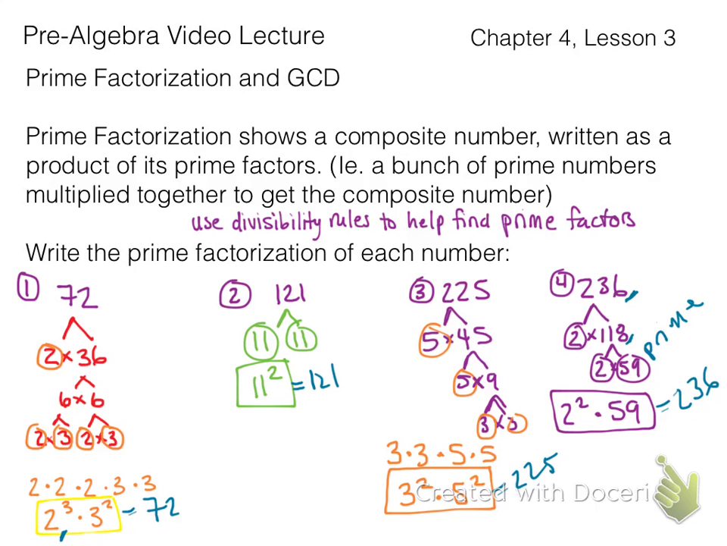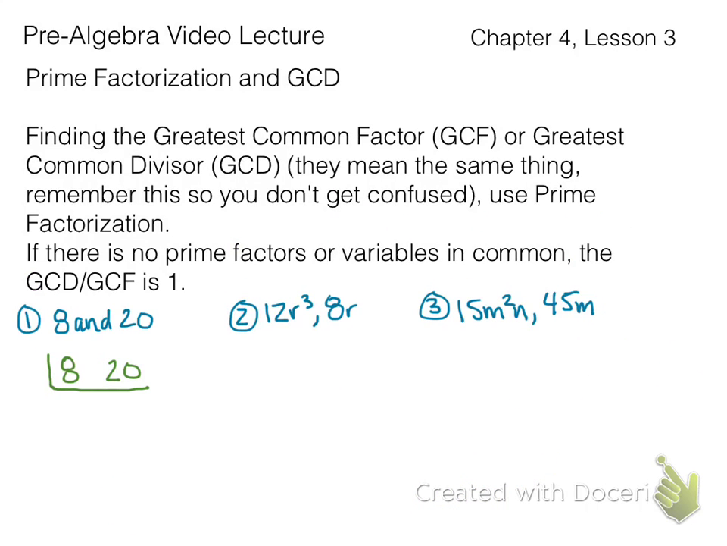Okay, moving on. Ready? Okay, so now let's go ahead and find the GCD/the GCF. All right, and this stands for the greatest common factor or greatest common divisor. They mean the same thing. Remember this so you don't get confused. If they're asking you for the GCD, they're also asking you for the GCF because the GCD and the GCF, same thing.